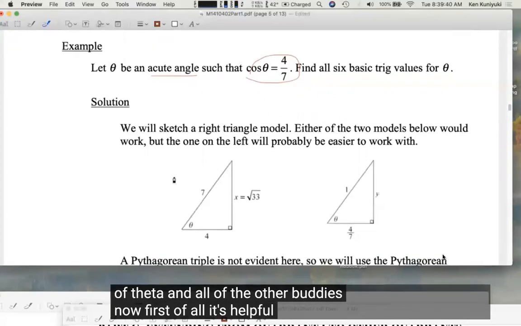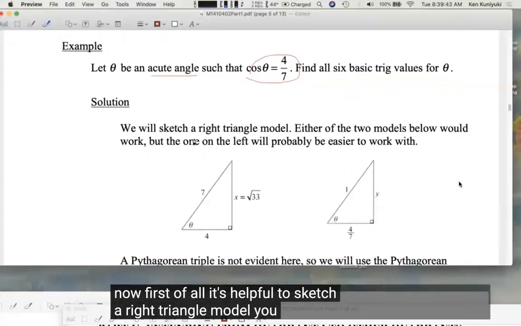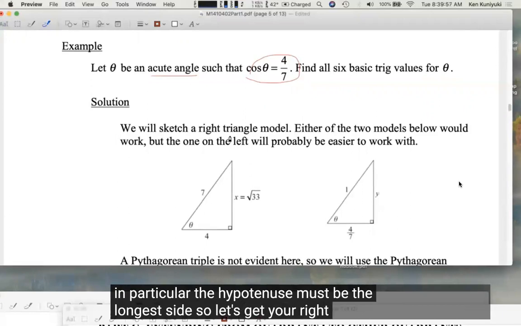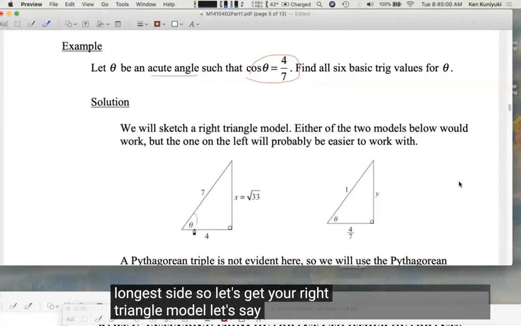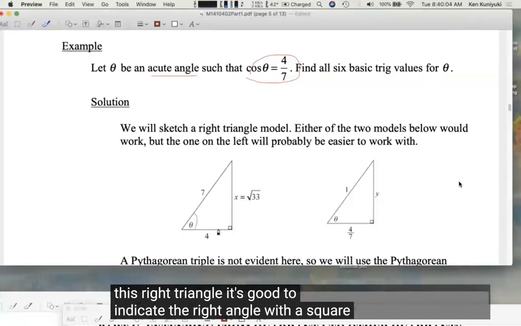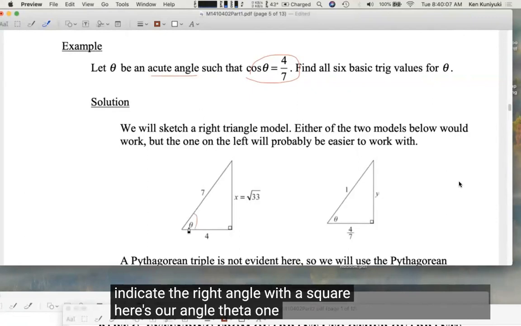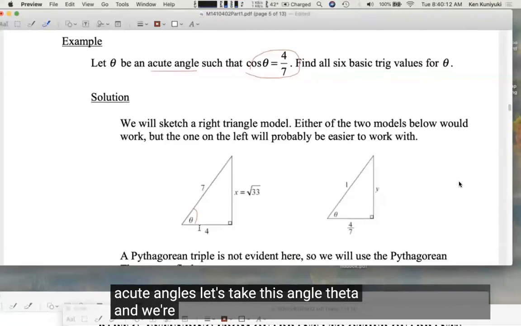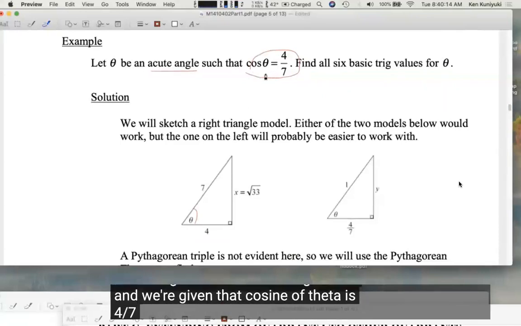Now, first of all, it's helpful to sketch a right triangle model. You don't need a ruler to do this, but make sure that longer side lengths do in fact lead to longer sides when you draw these things. In particular, the hypotenuse must be the longest side. So let's sketch a right triangle model. Let's say that we have this right triangle. It's good to indicate the right angle with a square. Here's our angle theta, one of the 2 acute angles. Let's take this angle theta. And we're given that cosine of theta is 4/7.